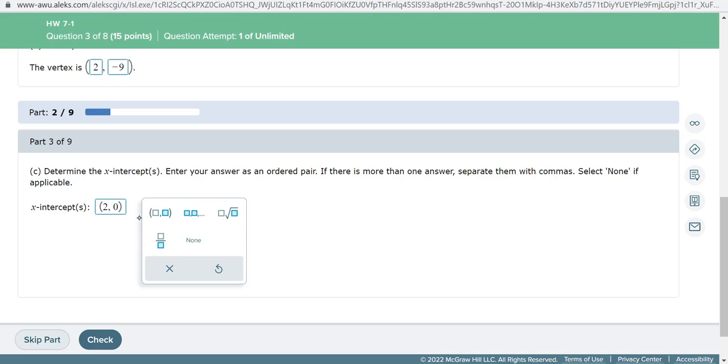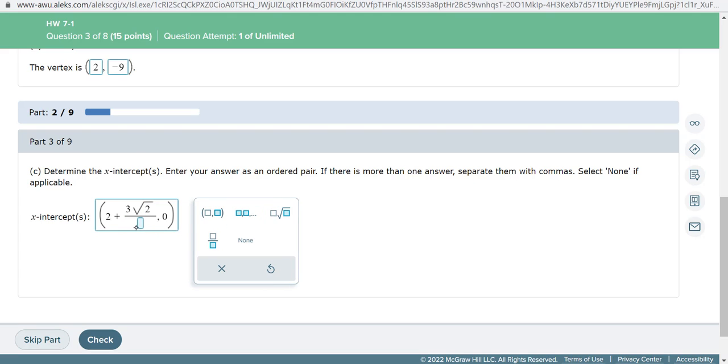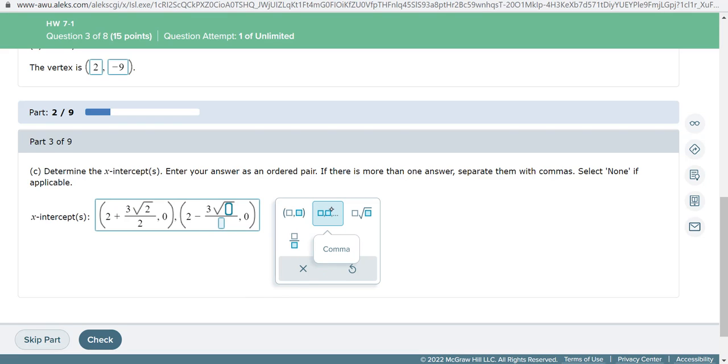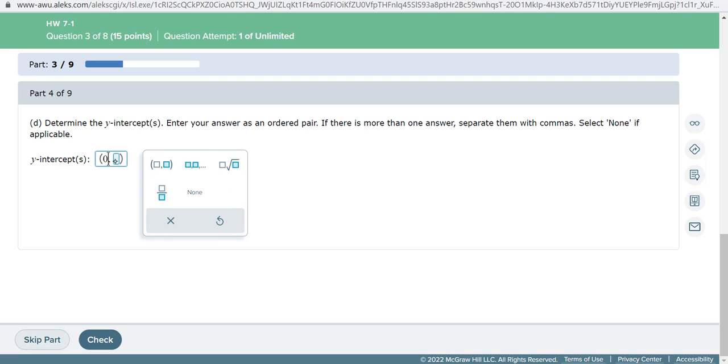So 2 plus 3 square root 2 over 2. If there's more than one answer, separate with commas. So then I'm going to go over here and say comma. Here's another ordered pair. The y value is 0. And I'm going to do 2 minus 3 square root 2 over 2. All right. The y-intercept was (0, negative 1).